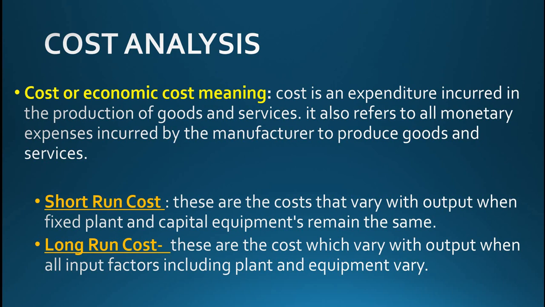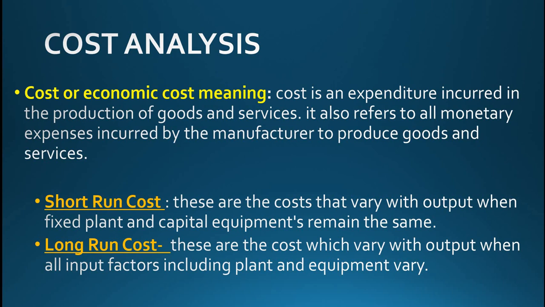First, we will see what is the meaning of cost. Cost is an expenditure incurred in the production of goods and services. It also refers to all monetary expenses incurred by the manufacturer to produce the goods or services. So what is cost? Cost is nothing but whatever expenditure is incurred to produce a particular product, then it is known as cost.